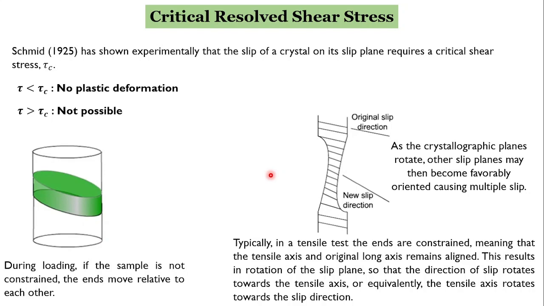Similarly, multiple slip systems can get activated. As we know, there are multiple slip systems. In HCP there are 6 close packed slip systems, in BCC there are 48 slip systems, and in FCC there are 12 slip systems. So it's not that only one slip plane and one slip direction is getting activated. At first it might be that only one is activated, but eventually as the test progresses, multiple slip systems can get activated, which can cause multiple slip.